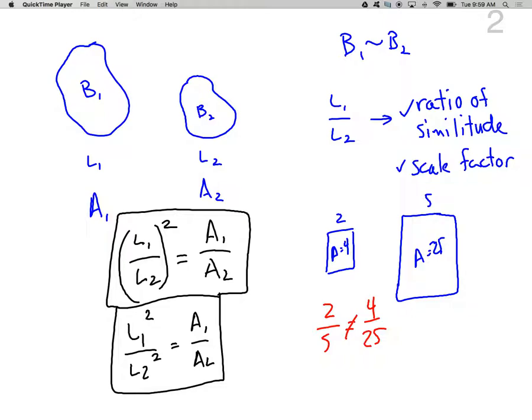Okay, so let's check it. If we use what she just said, we should be able to do 2 over 5 quantity squared should be equal to 4 over 25. Oh, look at that.